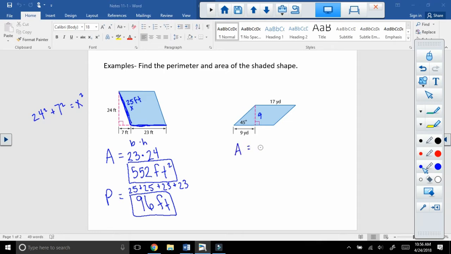So area is going to be the base. What's the base of that parallelogram? 17 times the height, 9. So 153, and I'll write square yards for the area.